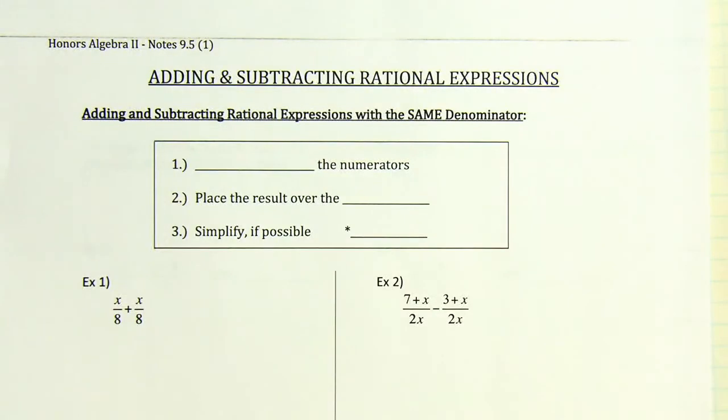Okay, we have chapter 9, section 5. We're actually going to do parts 1 and 2 in the same video because they're similar and short. All right, adding and subtracting rational expressions.